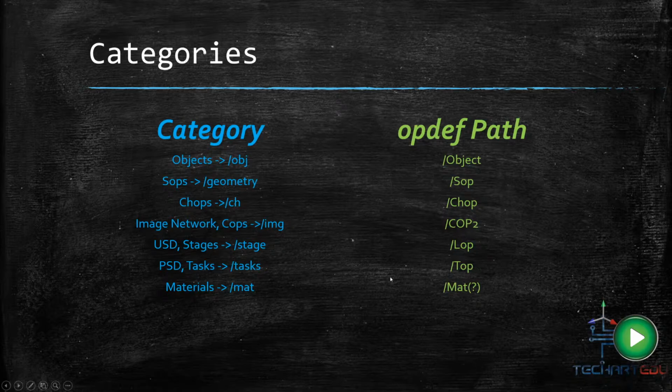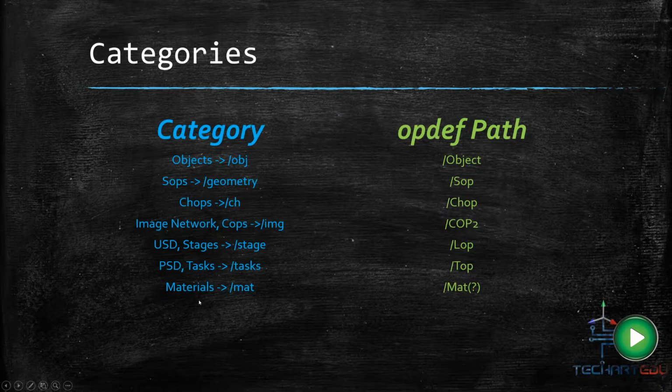Okay, if you're going to use the opdef command, you got to use slash Cop2. That is what is needed. So you got to call it Cop2. Otherwise, Houdini won't understand what you want. Okay, now if you want to create a USD digital asset, you would access it from slash capital L Lop. Or if you created a TOPs network, that's what it is. You have to call it as a slash Top digital asset.